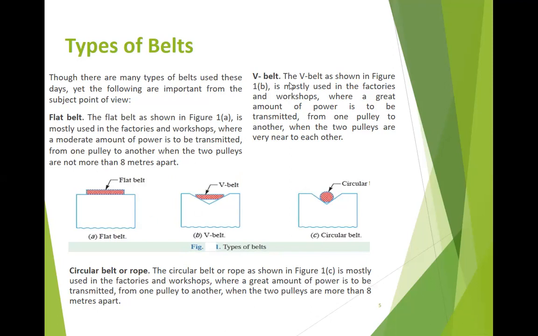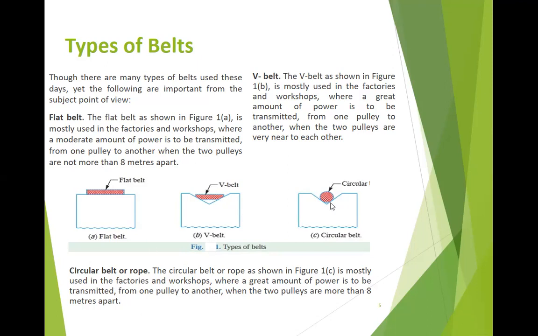Next is the V-belt. The V-belt, as shown in figure 1B, ito is mostly used in the factories and workshop, where a great amount of power is to be transmitted from one pulley to another when two pulleys are very near each other. Okay.